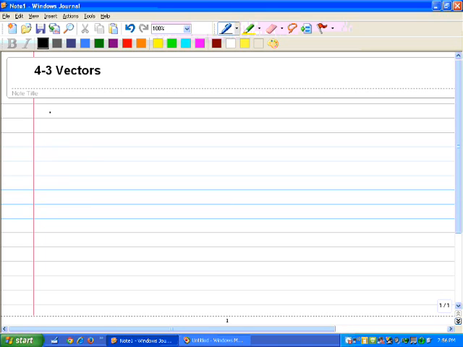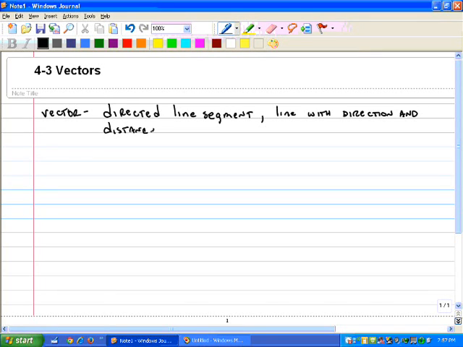The first question we need to ask ourselves is, what is a vector? A vector is a directed line segment, or a line with direction and distance. A vector is usually drawn with an arrow or a ray.